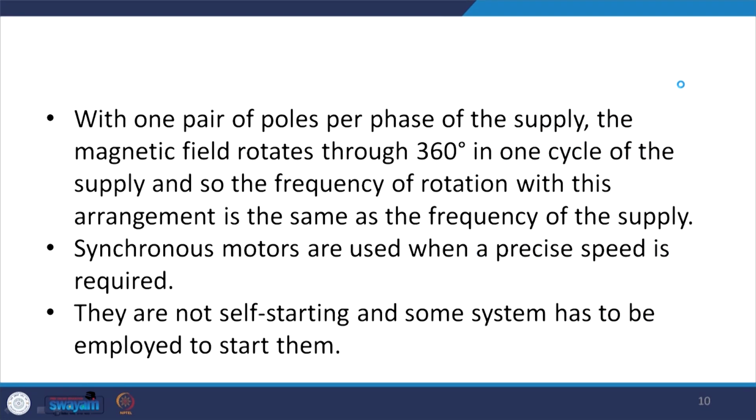With one pair of poles per phase of the supply, the magnetic field rotates through 360 degrees in one cycle of the supply, and so the frequency of rotation with this arrangement is the same as the frequency of the supply. Synchronous motors are used when we need precise speed control, when a precise speed is required, and they are not self starting, and some system has to be employed to start them.